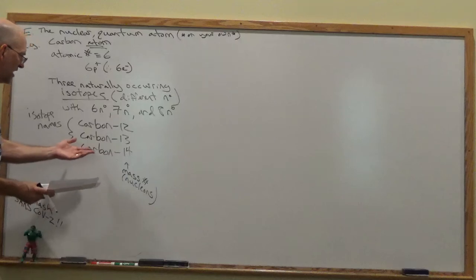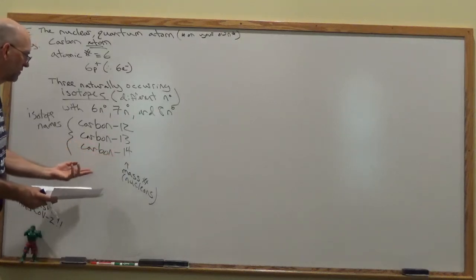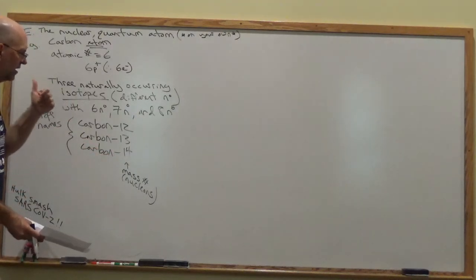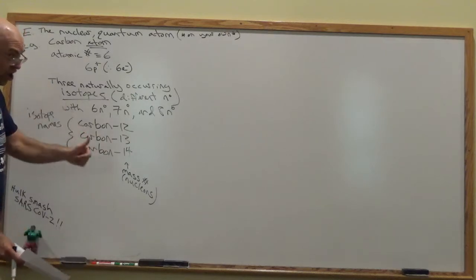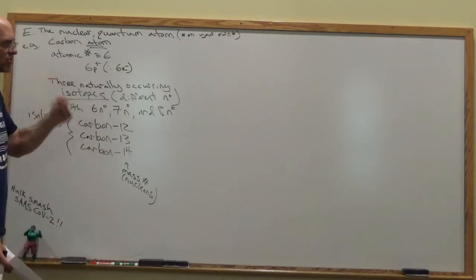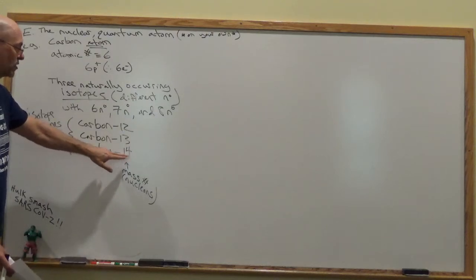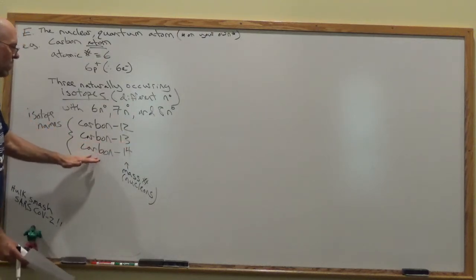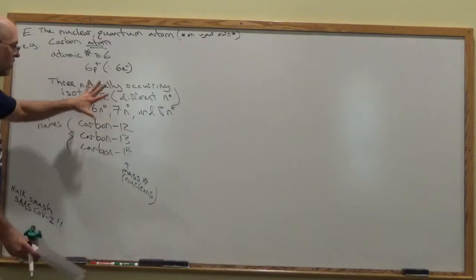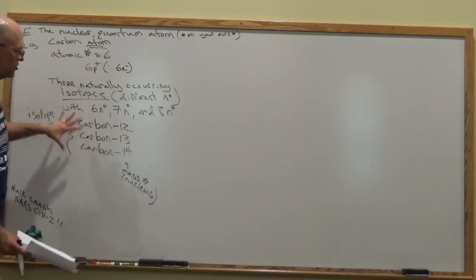So one thing you should do is, if I just write down carbon 14, you know automatically how many protons, because it's carbon, there's 6 protons. You know how many electrons, it's carbon, so there's 6 electrons. And now you know how many neutrons, 14 minus 6, 8 neutrons; for carbon 13, 7 neutrons; for carbon 12, 6 neutrons. So you can get all that information just from the name.